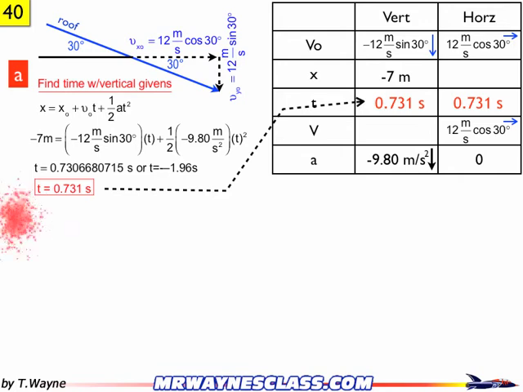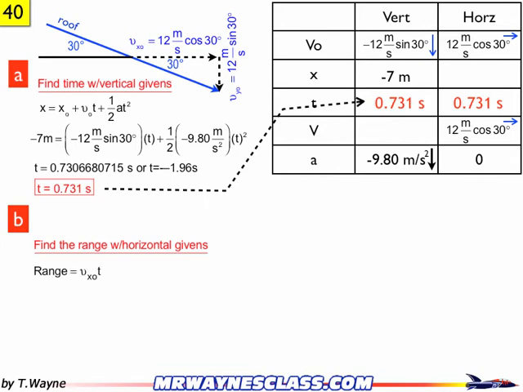Continuing on to part B. Part B, I'm going to find the range. To find the range, I'll make a little note telling you what I'm going to do with the math down below, so I'm going to find the range with the horizontal givens. Horizontally, there's only one equation. Range is equal to Vxo times t.